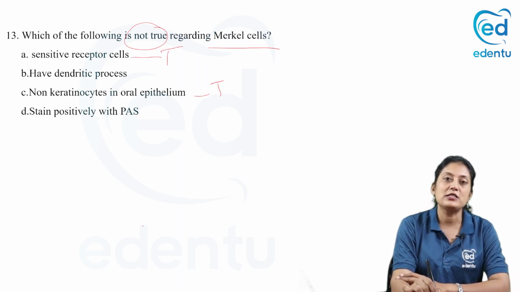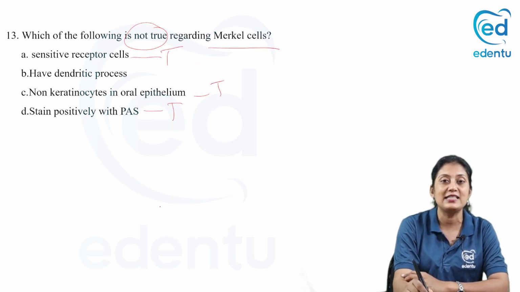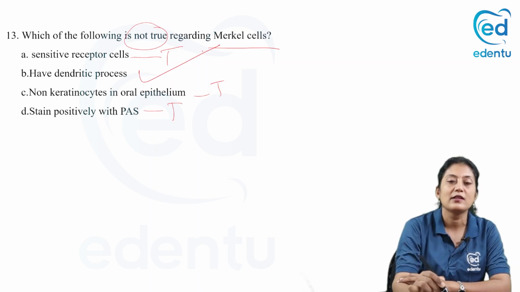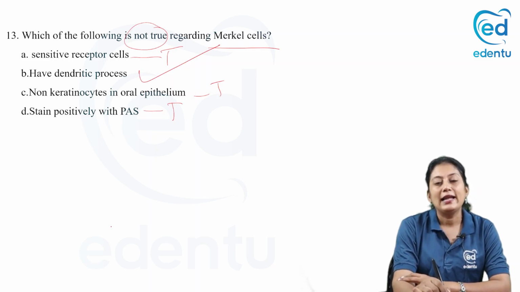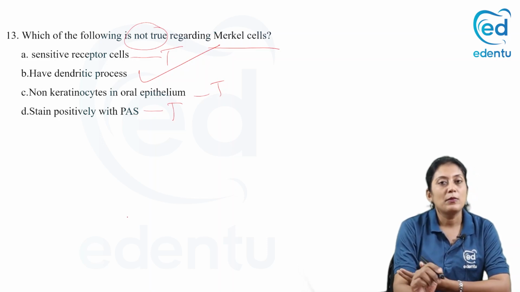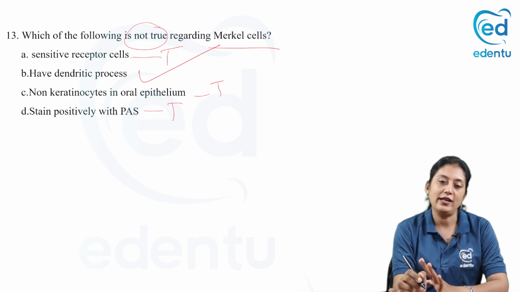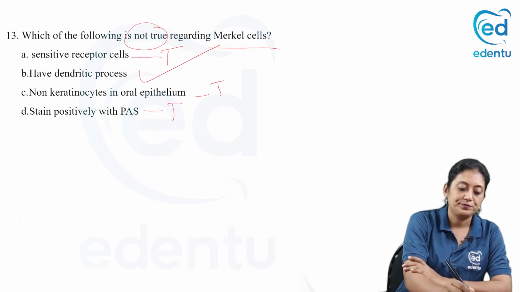It stains positively with PAS, that is also true. That is a special stain for Merkel cell. It has dendritic process, is false. Only Langerhans cells and melanocytes have dendritic process. Merkel cells and lymphocytes do not have dendritic process.